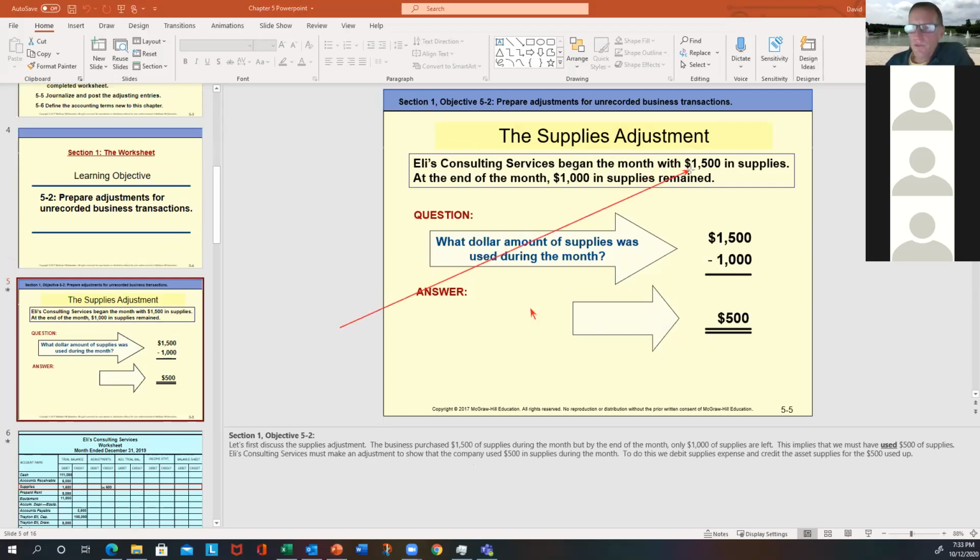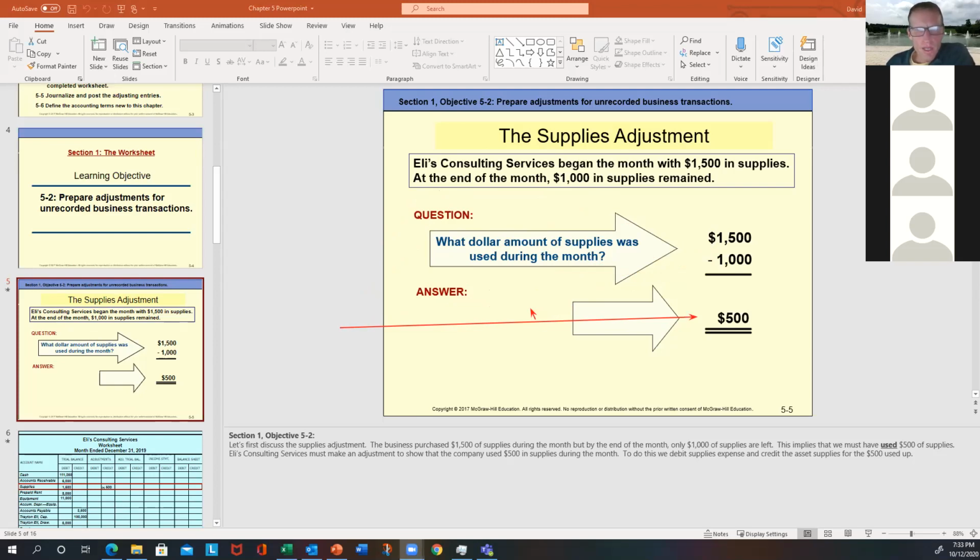I said 1,000. They use 50. What if you have $1,500 of supplies? And then at some point in time, somebody does an inventory count. They figure out there's $1,000 of supplies left. That means that they would have used $500 of supplies, which of course I just told you is actually going to become an expense.